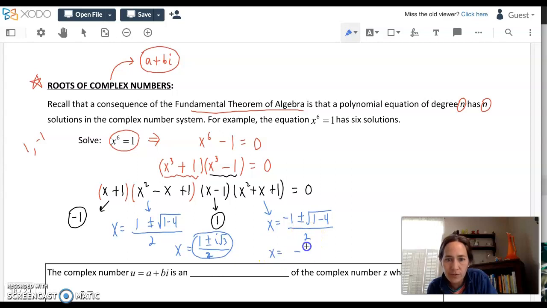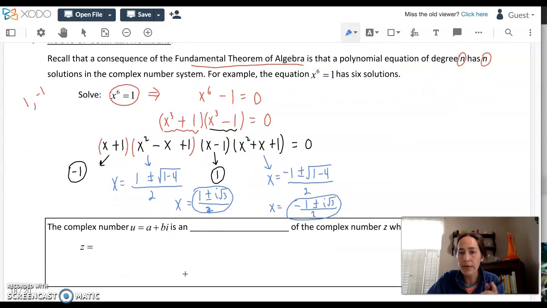Last 2 answers, -1, plus or minus i squared of 3 over 2. So bravo to us. Did take a little while to get there, but we found, count them, 6 solutions to that 6th degree equation. If you were to take any of these circled answers and raise them to the 6th power, lo and behold, you would actually get the number 1.